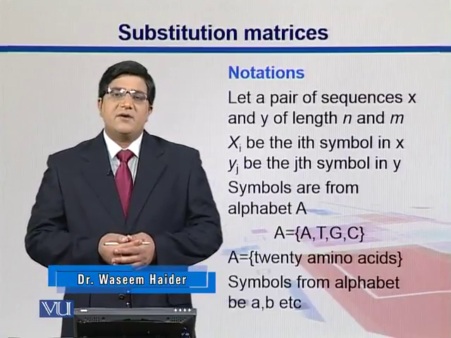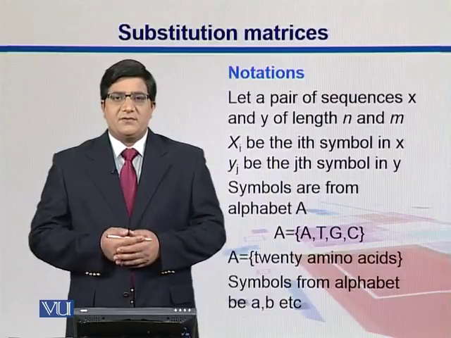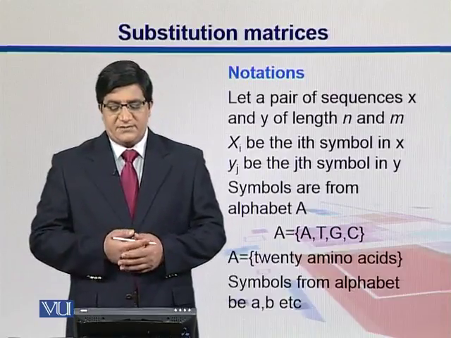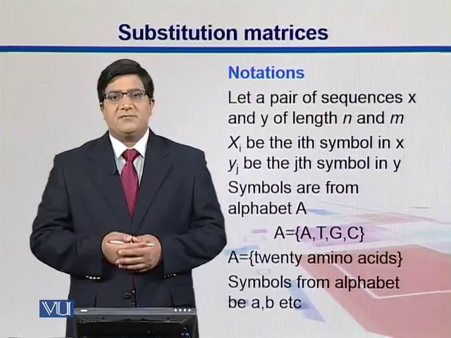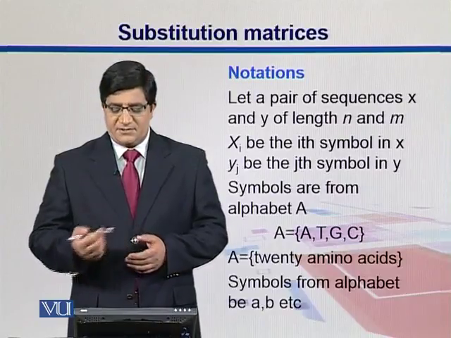These symbols are derived from alphabets. In the case of DNA, the alphabet comes from A, T, G, C, whereas for amino acids the alphabet size is 20, which can be any of those 20 amino acids.